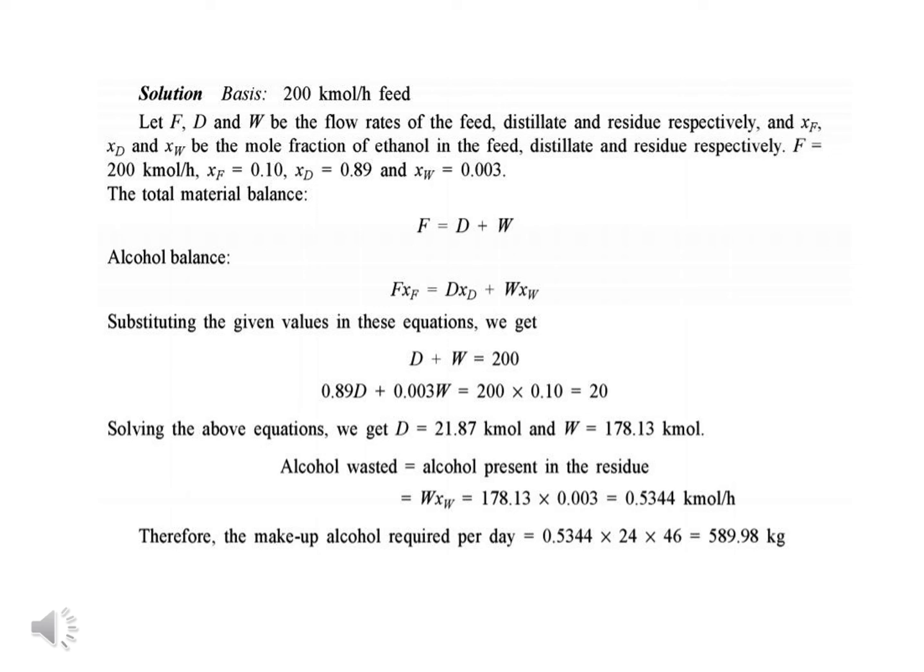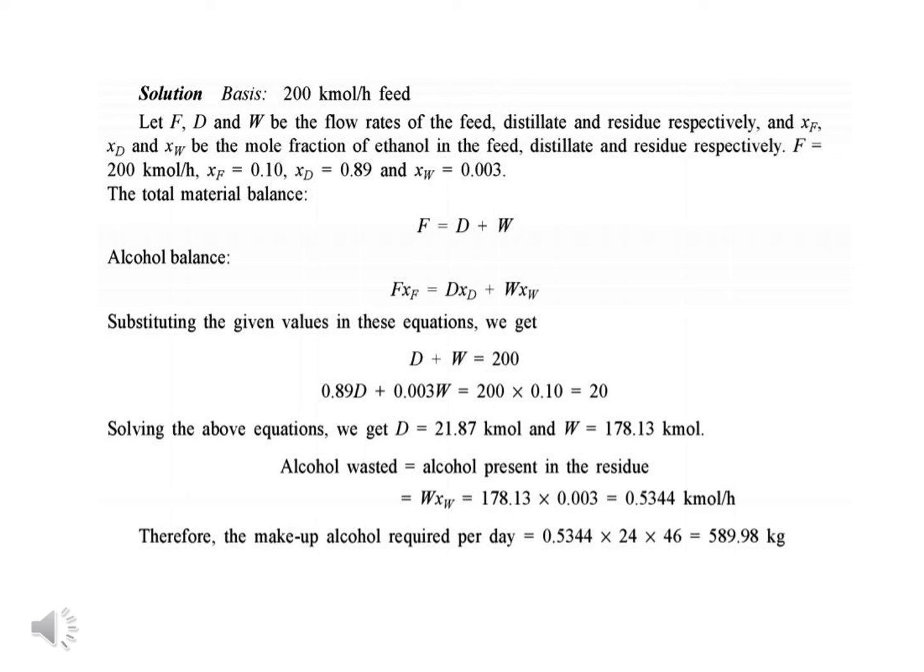Finally, what is the amount of alcohol wasted during the process? That means the alcohol present in the residue. We know the overall quantity of residue is 178.13 kilomole, and we know the mole fraction of alcohol in the bottom product, that is 0.003. By multiplying these two, we get the quantity of alcohol wasted in the distillation process, that is 0.5344 kilomole per hour.